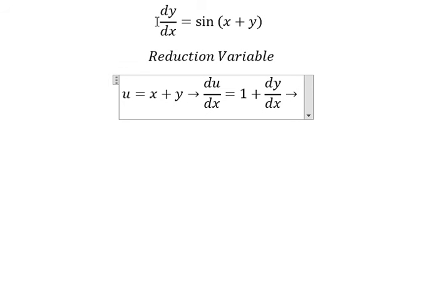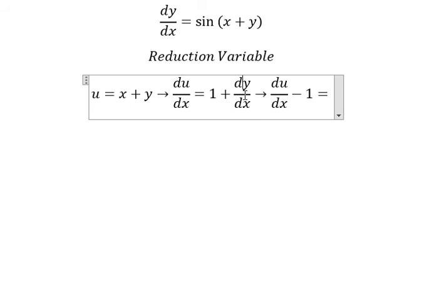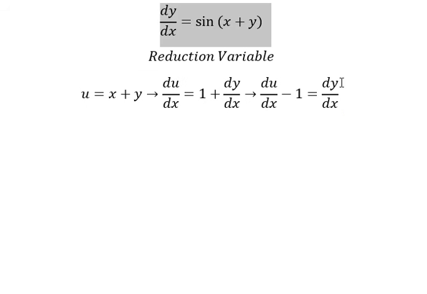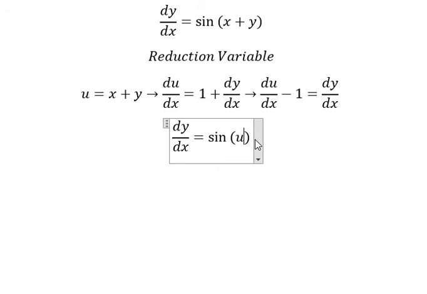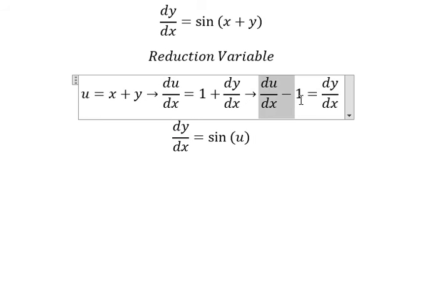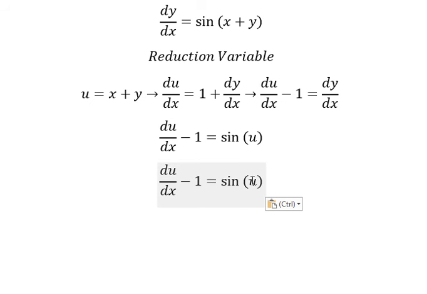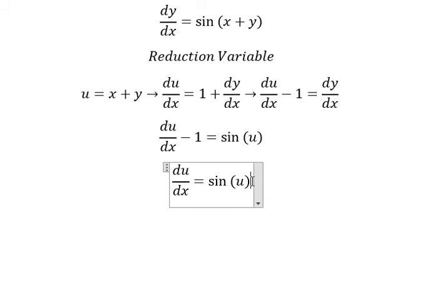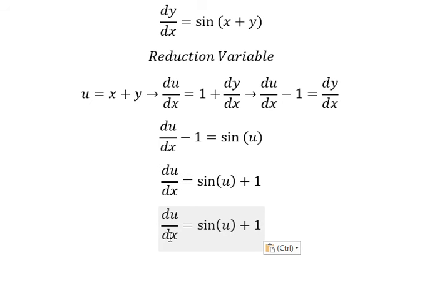Because we don't have number 1 in here, I will put number 1 to the left. So that is du over dx minus number 1 equals to this one. So x plus y we change by u. This one we change by this one. Negative number 1 I will put on the right. So sin u plus 1 we put on the left, dx we put on the right.